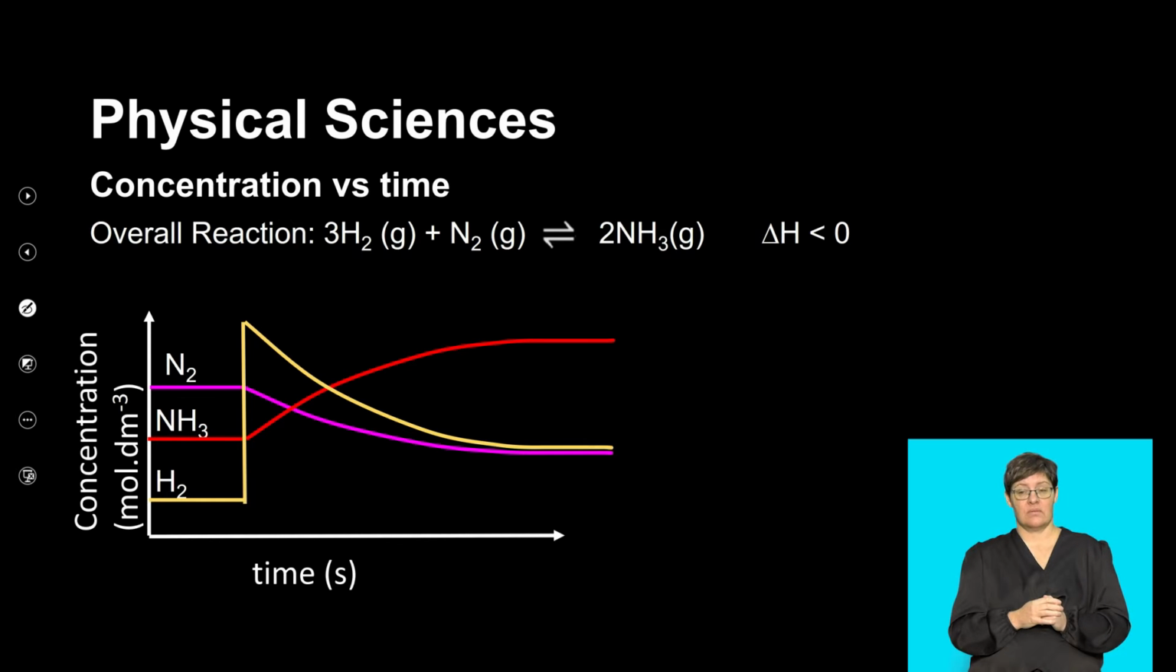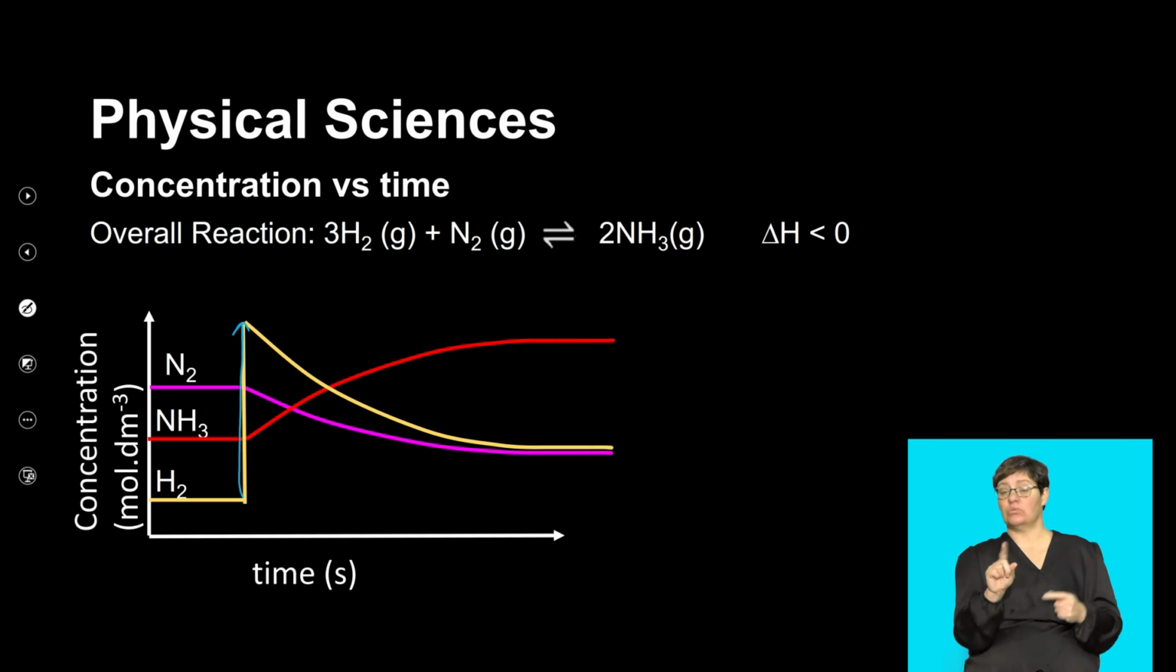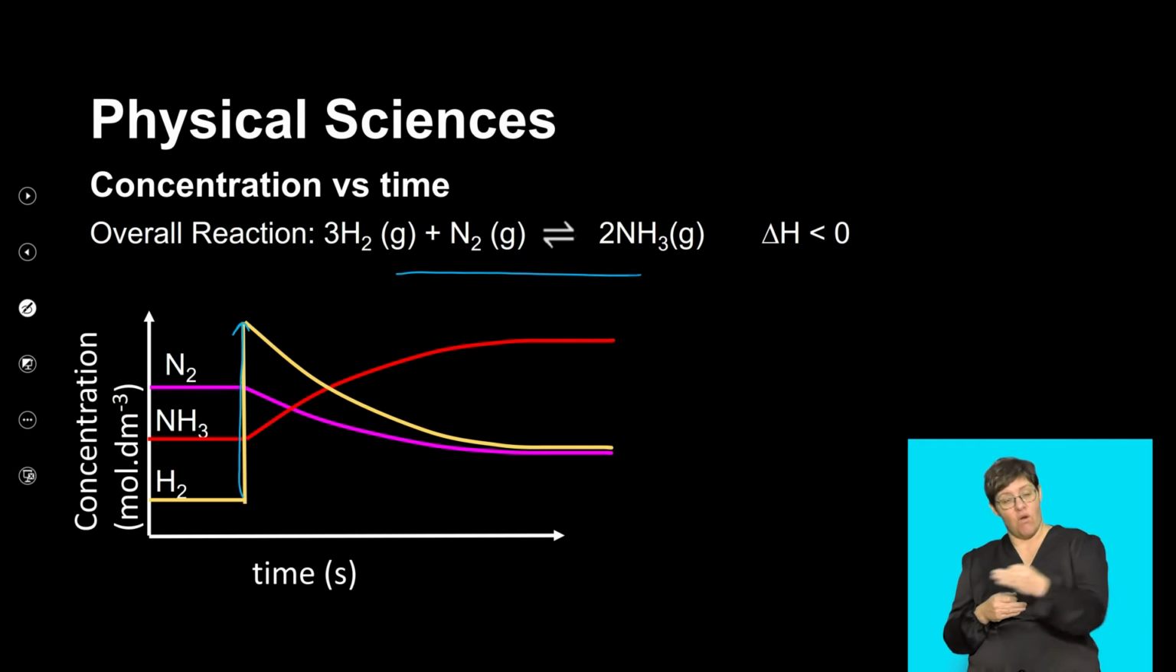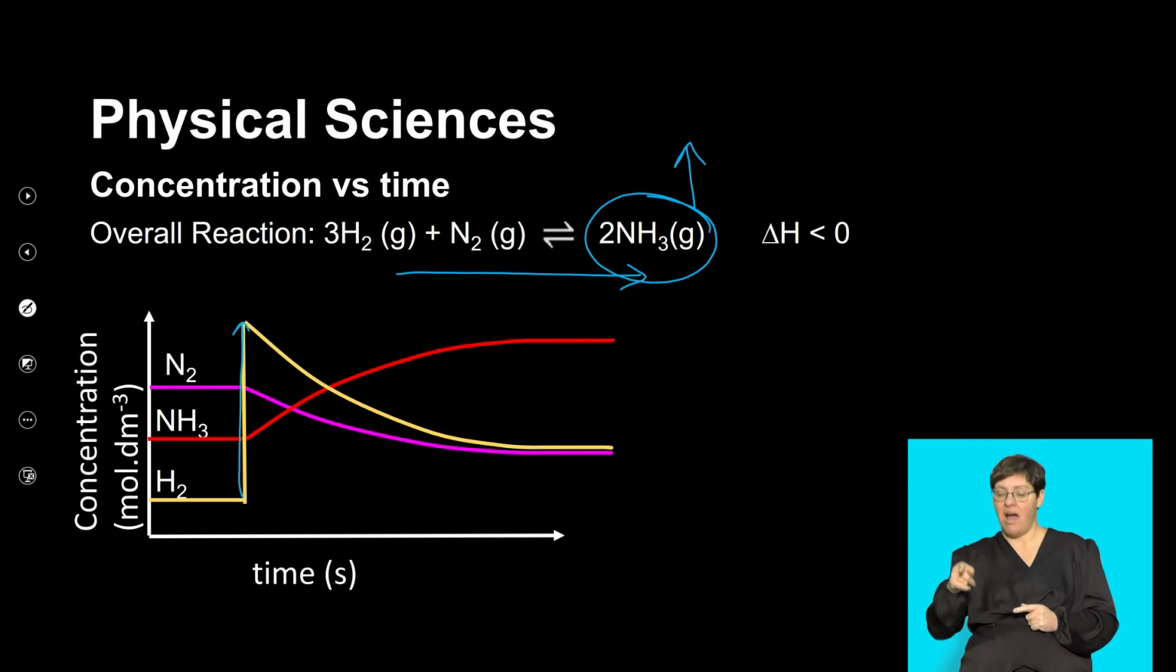Now we're back at the concentration versus time graph. Remember what we said. We said that the disturbance was an increase in hydrogen gas. What did the system do? The system tried to decrease the hydrogen gas. And in decreasing the hydrogen gas, the forward reaction was favored. When the forward reaction was favored, the concentration of the ammonia gas was increased.